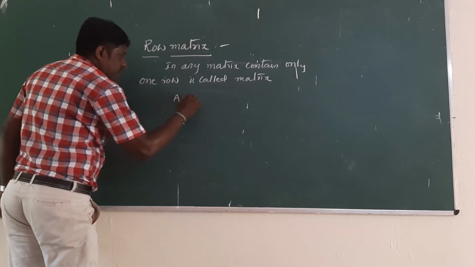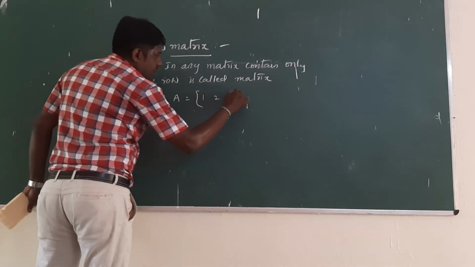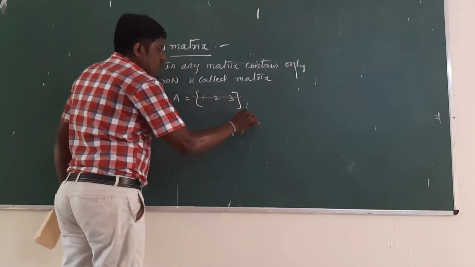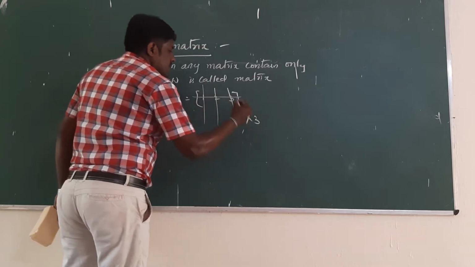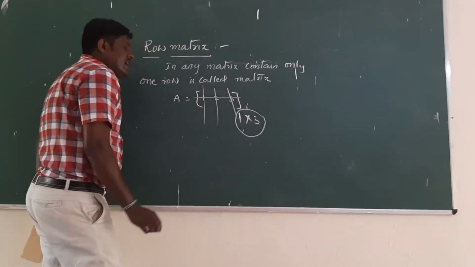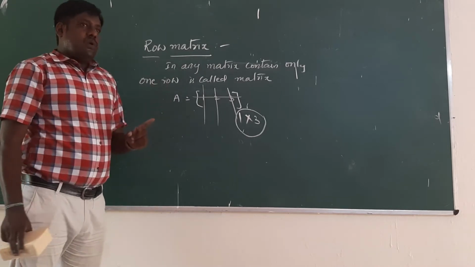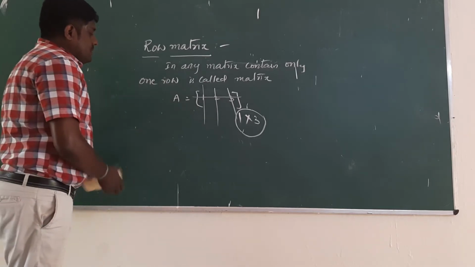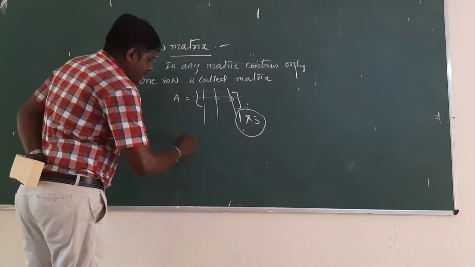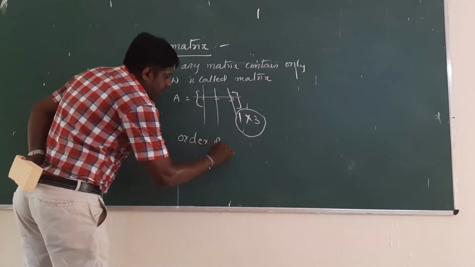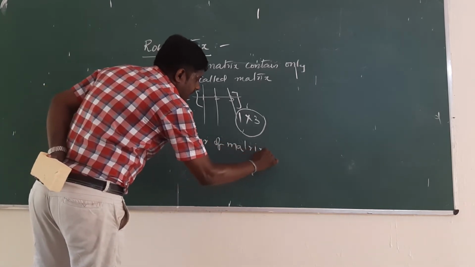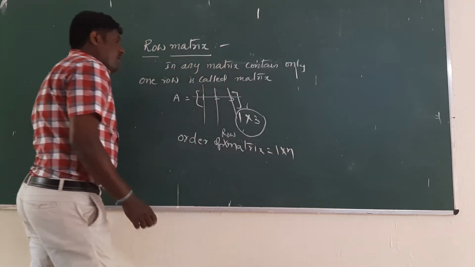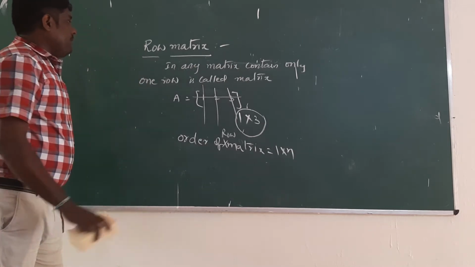See the example: A equals the matrix 1, 2, 3. What is the order of this matrix? How many rows are there? Only one row. How many columns? 3 columns. So the order of this matrix is 1 by 3. This matrix contains only one row, that's why it is called a row matrix. The general order of a row matrix is 1 by n.